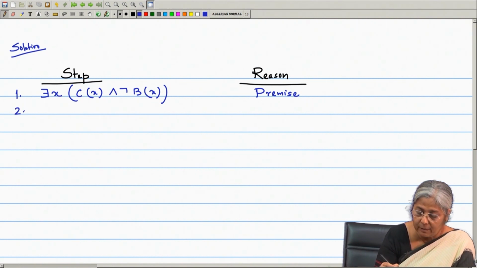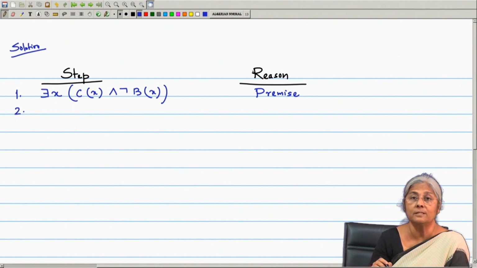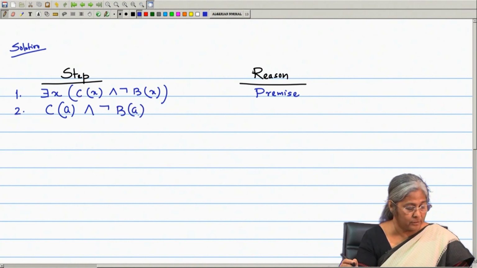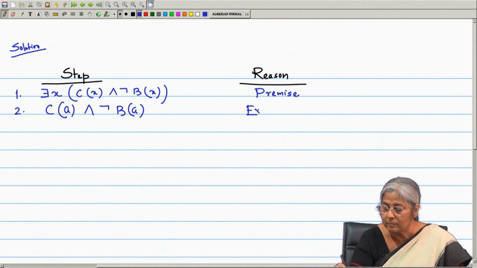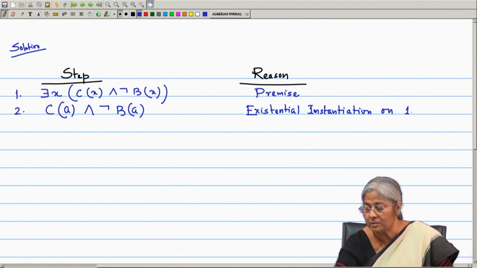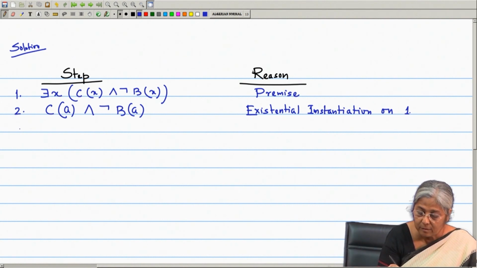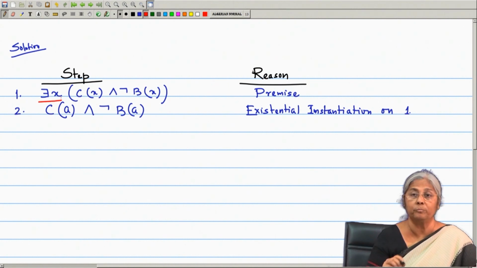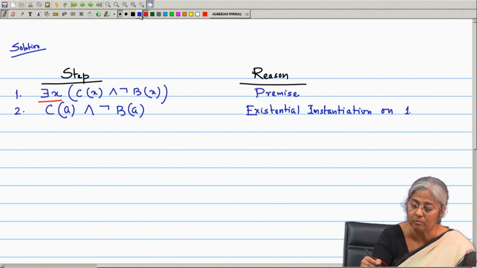Now, we take one existential instantiation. That means x takes a value, say a, so I get C A and negation B A. So, this is existential instantiation on step 1. Now, we note that whenever we do this instantiation, we omit this existential quantifier.